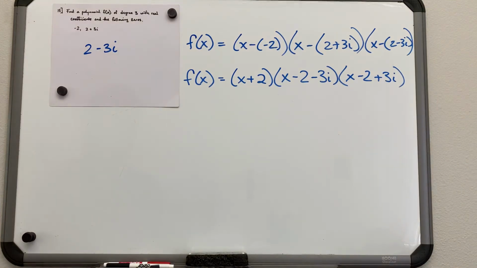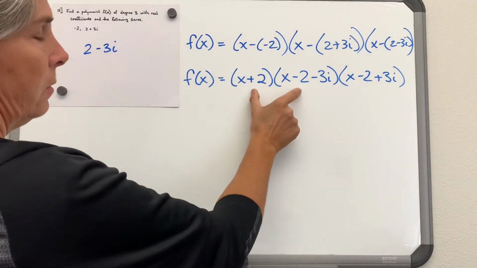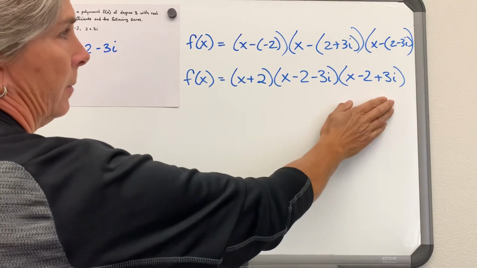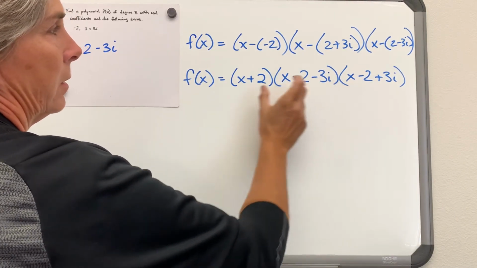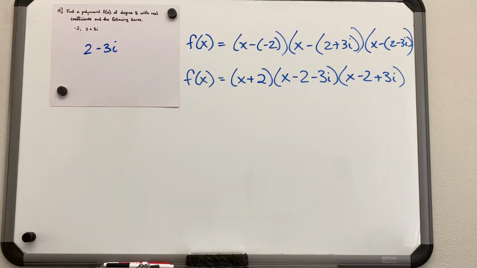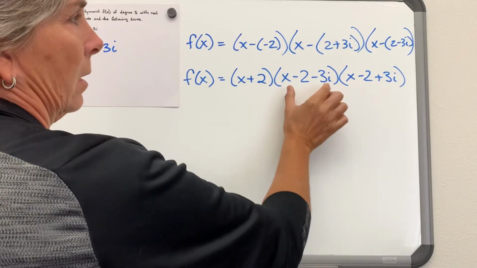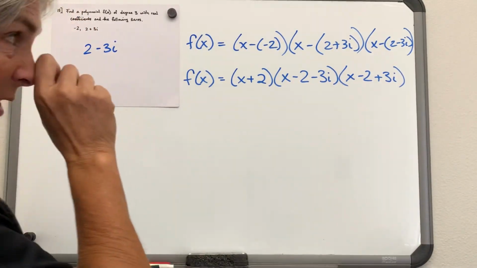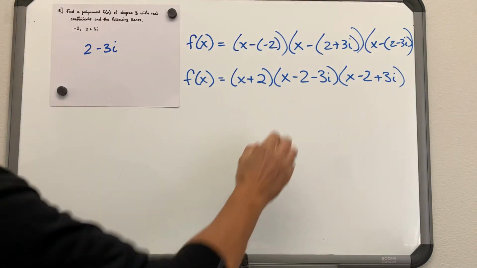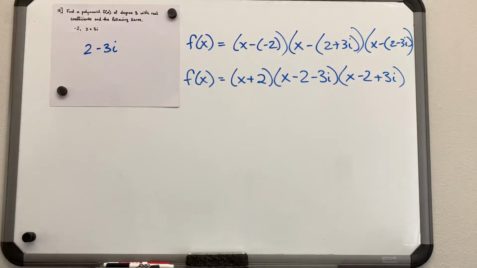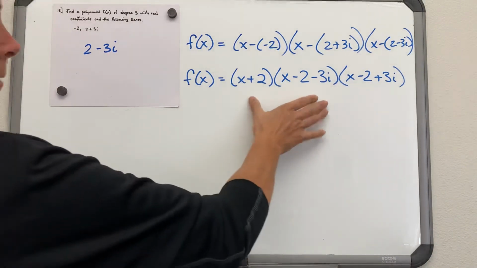Now I need to multiply these. So I could either multiply these two first, get an answer, and then multiply it by that, or multiply these two first, get an answer, multiply it by that, or whatever. I'm going to show you a different technique of multiplying. You can choose to use it or not. I find that it's really nice if I'm doing like 3 terms by 3 terms. So this is what I'm going to do. I'm going to multiply these two together. You could just do distributing if you like that method better. I'll show you that in a minute.